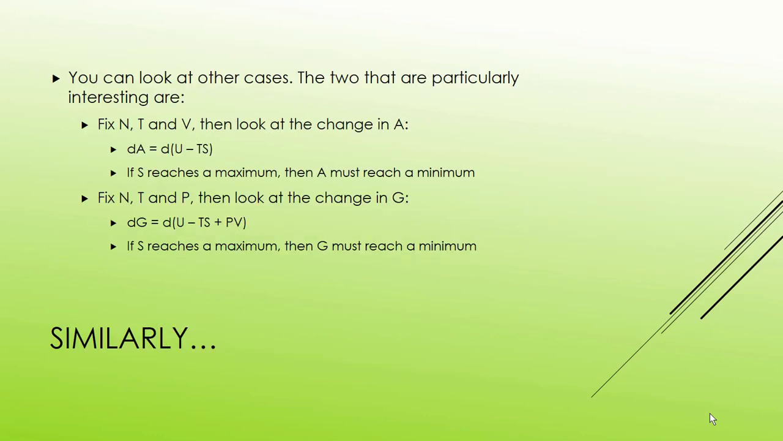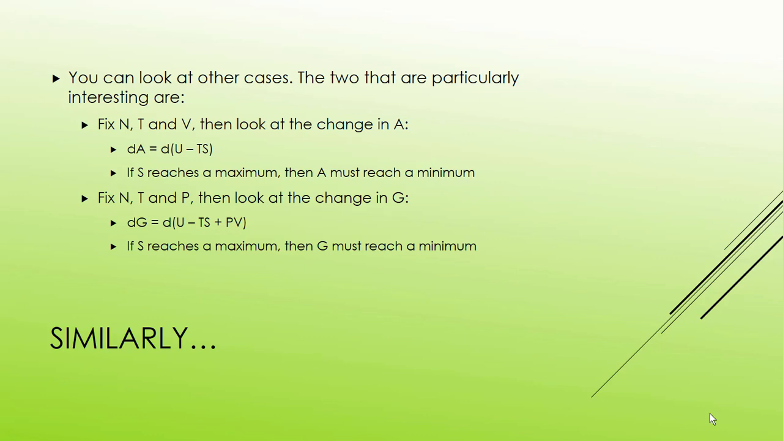Now you can look at a lot of other cases. You can start with any fundamental relation and fix various variables. Ones that are particularly interesting for us would be the case of fixing the number of moles on each side, the temperature on each side, and the volume on each side. And then look at how changes in A are affected. And what you learn is that if S reaches a maximum, then A must reach a minimum.